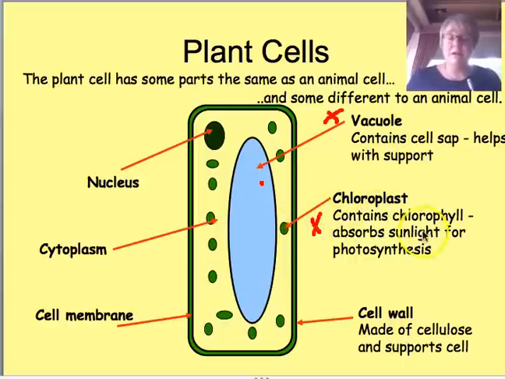Now here we've got a number of structures. They're called chloroplasts, and chloroplasts contain chlorophyll, and that chlorophyll is used in absorbing sunlight for photosynthesis. And again, we look at that in more detail further on in the course.